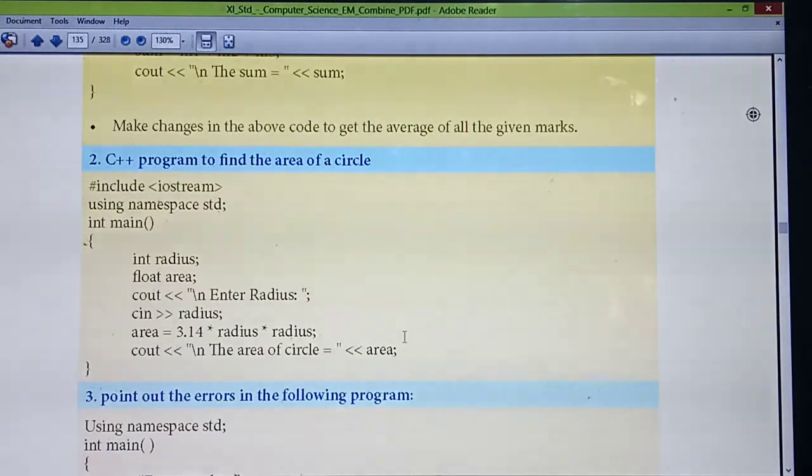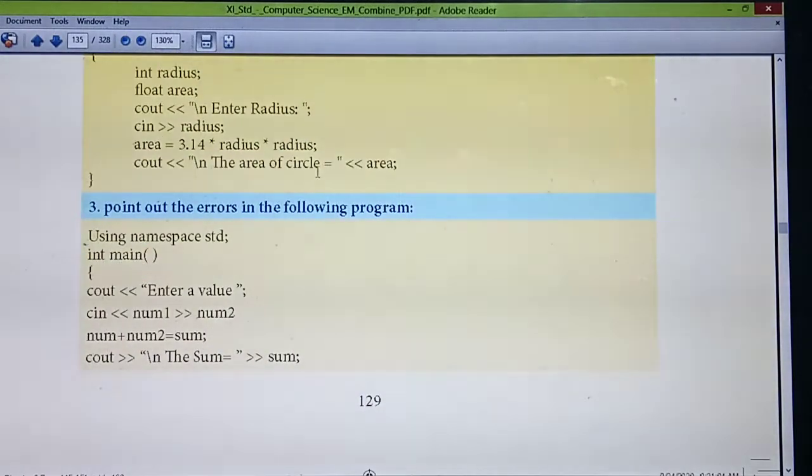Yes. So two hand practice programs they are giving. Okay. These 2 programs you should write in your notebook. This program as well as the output you should write, and after the school reopens I will explain with the output. Okay. Then the third one is: point out the errors in the following program.